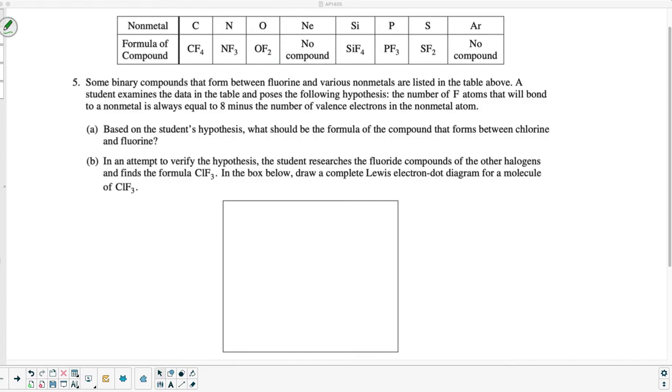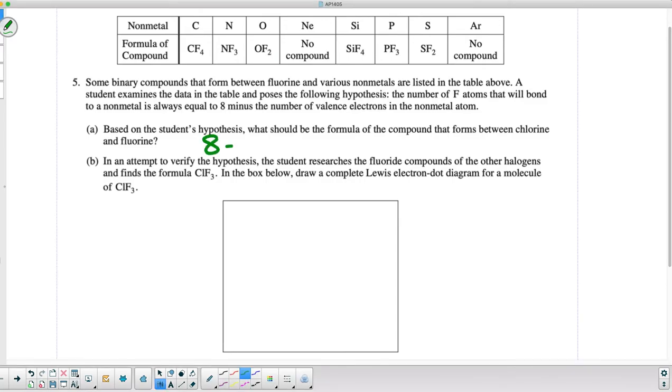So if I'm looking at the student's hypothesis, I have the number 8 minus the number of valence electrons for chlorine. Chlorine has 7 valence electrons, so that means there should be 1 F. Which means my formula should be ClF, with no numbers besides that. That follows because we know chlorine shows up over here in between sulfur and argon. This is where chlorine is, so of course ClF makes sense because it follows the same pattern.